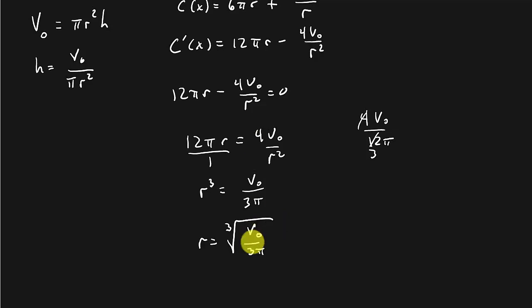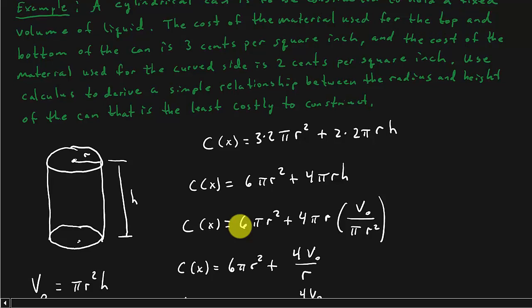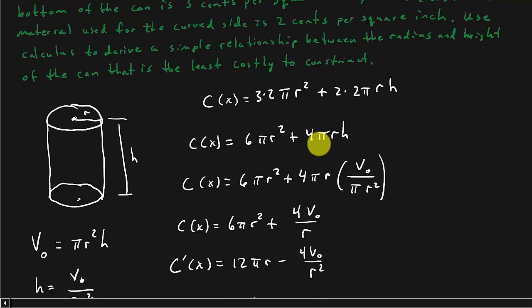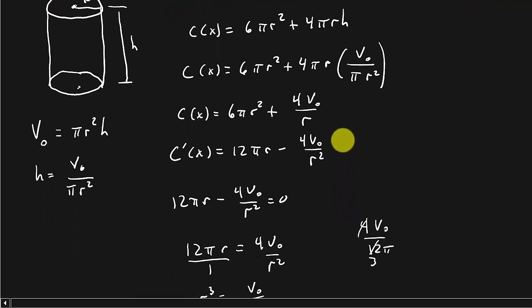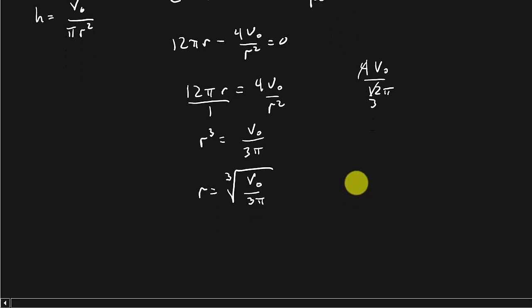They want you to derive a simple relationship between the radius and height of the can that is the least costly to construct. I'm just going to leave it here that r is equal to the cube root of this. That would be your radius. So if you get whatever volume they give you, you can just put that volume in there.